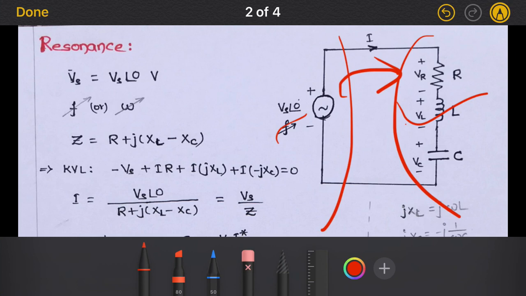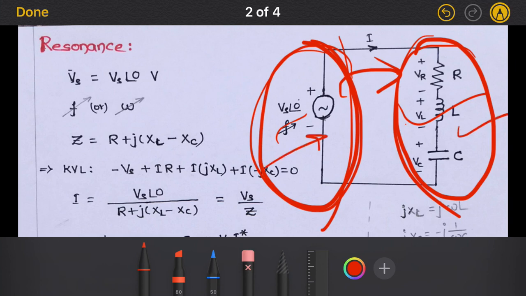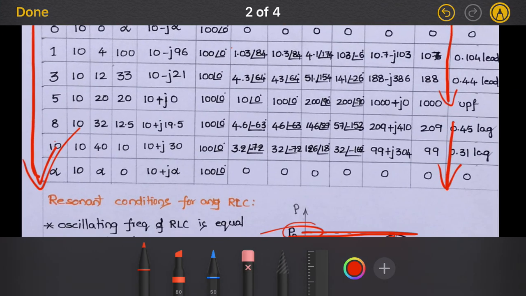I repeat, whenever the RLC circuit oscillating frequency is equal to the supply frequency, in this case here the supply frequency is variable, so when the supply frequency is equal to the RLC circuit oscillating frequency, in that case maximum amount of active power will be delivered to the RLC circuit. That condition is nothing but resonant condition. So that we have verified here.